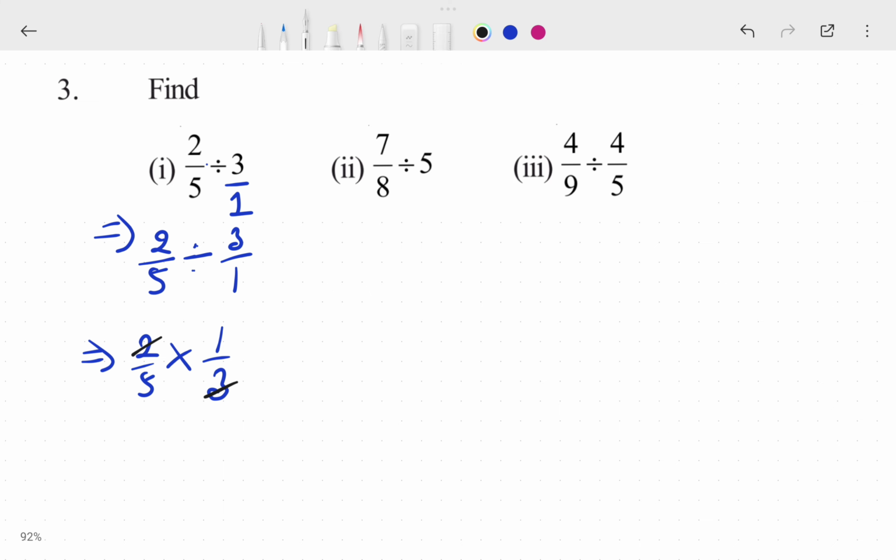2 into 3, will you cut? No, we cannot cut. 1 into 5 we cannot cut because the answer will be the same. Up and down, 2 and 5, will you cut? No, it is not possible. 1 and 3, you can cut? No, you cannot cut. So it is not possible.